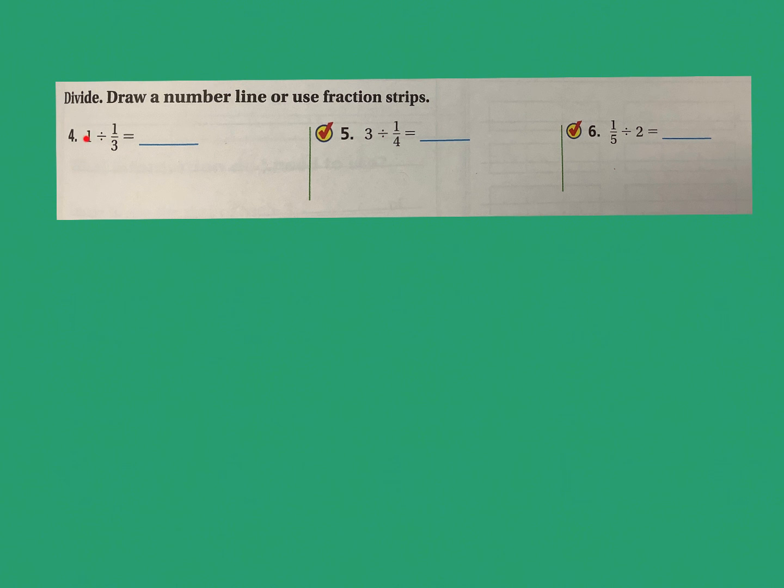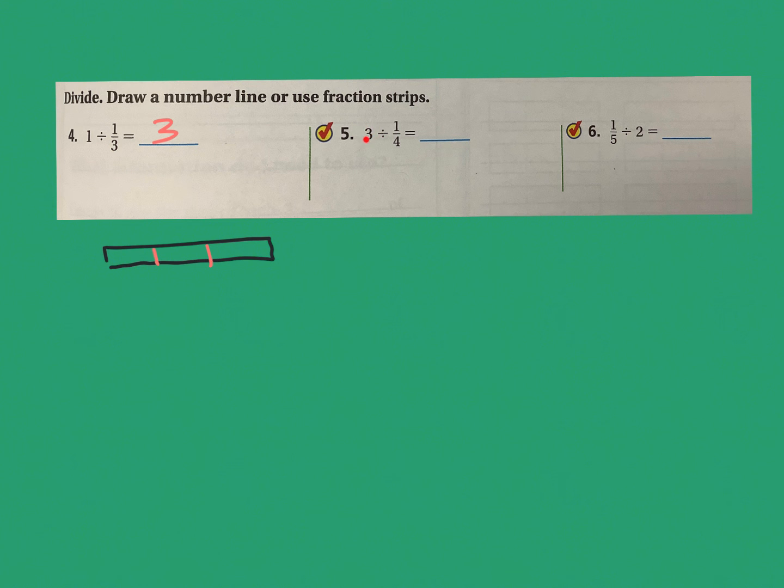I have a dividend of 1, and I'm dividing it by 1/3. My dividend is the whole number here, and it's being divided by the fraction. So my answer is going to be bigger than this dividend. I have 1 whole. It is divided into 3 equal pieces. How many pieces are there to make 1 whole? There's 1, 2, 3 of them. So 1 divided by 1/3 equals 3.